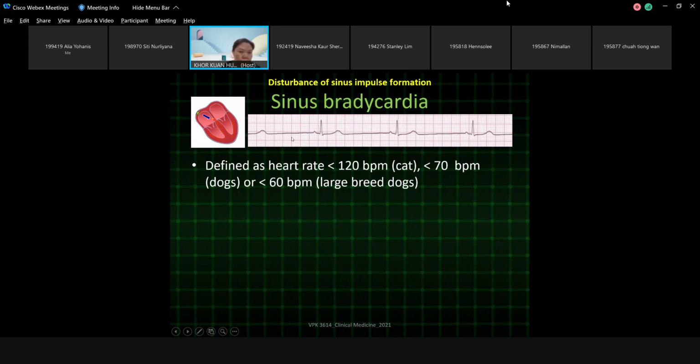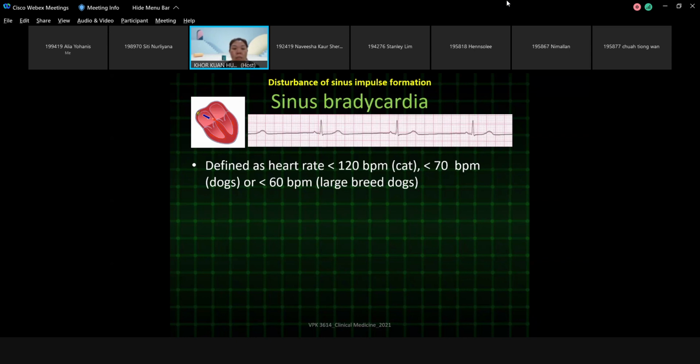What is the heart rate for this dog? Three complexes, 3 times 20. So heart rate is 60. Okay, so then you look at your ECG parameter. Just now I've shown you what is the heart rate for cat, what is the heart rate for dogs, what is the heart rate for puppies and stuff like that.